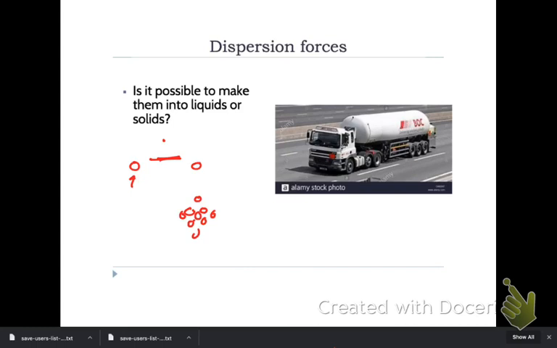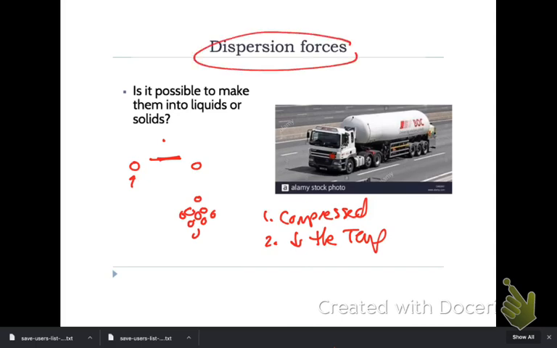Remember, the speed is the kinetic energy. The higher the kinetic energy, the faster they move, the higher the temperature. So we would have to compress them, and then we would also have to decrease the temperature. Once we do that, we get them really close together and moving really, really slow. This force, this dispersion force, can kick in, and that's what's going to hold them together as a liquid.